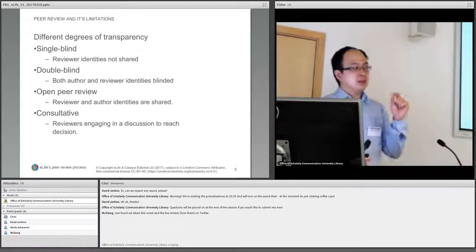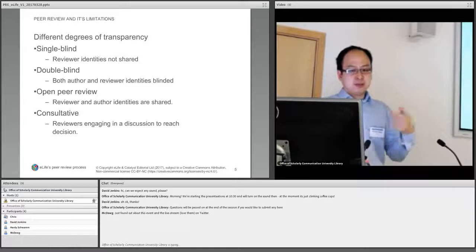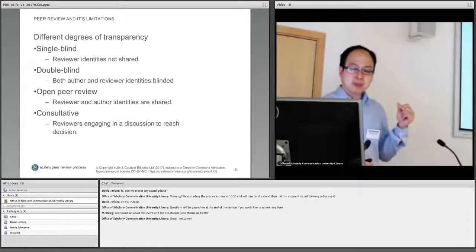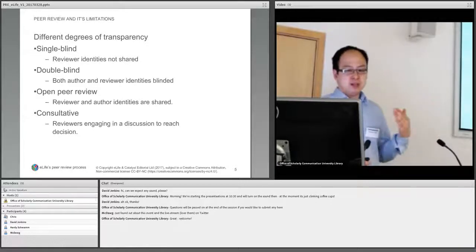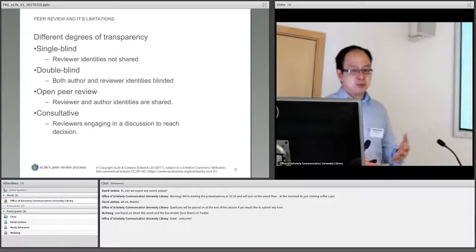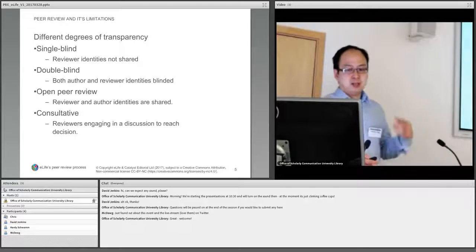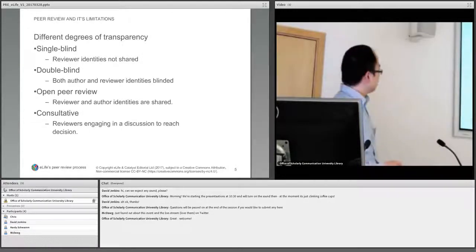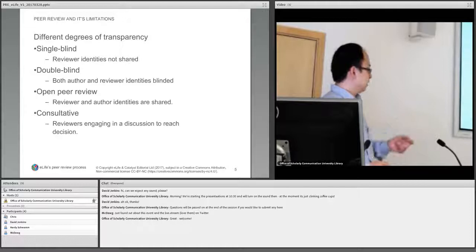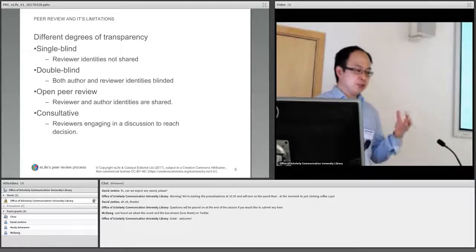Journals will often have a way of communicating with their reviewers. For example, in terms of open peer review, some well-known proponents of open peer review are BMJ and BMJ Open. With open peer review, you may also have the case where a journal publishes the peer reviews as well. So for eLife, we have a consultative peer review process. This peer review process is slightly different and involves the editors and the reviewers coming together and engaging in discussion before they reach a decision.